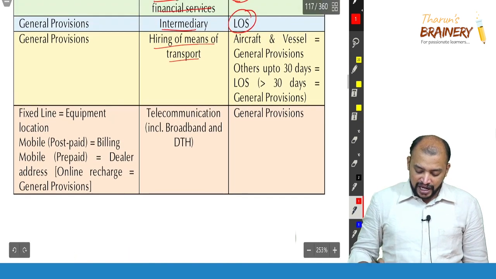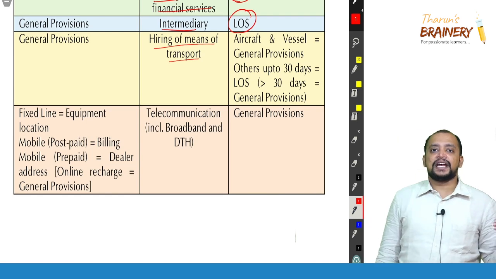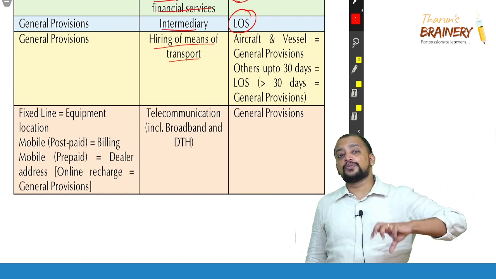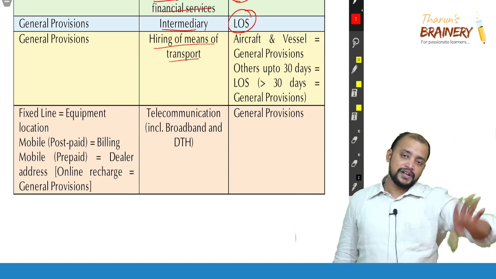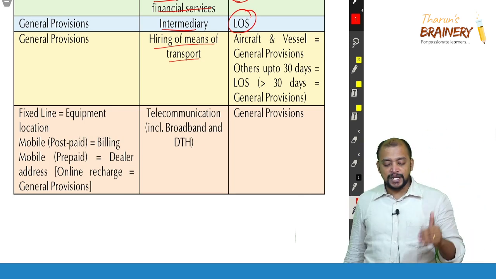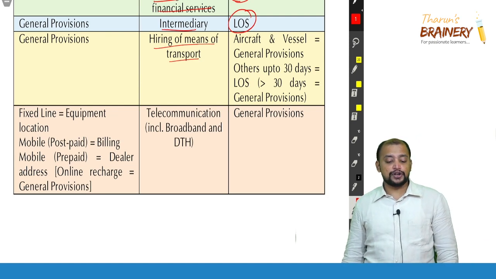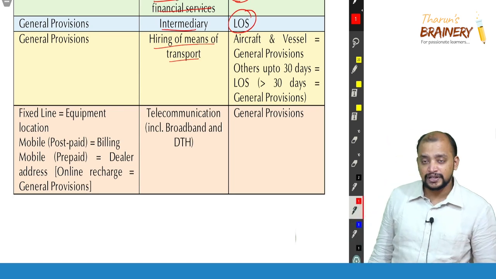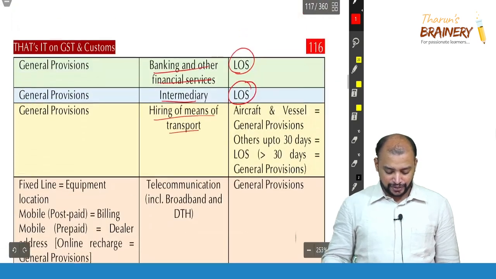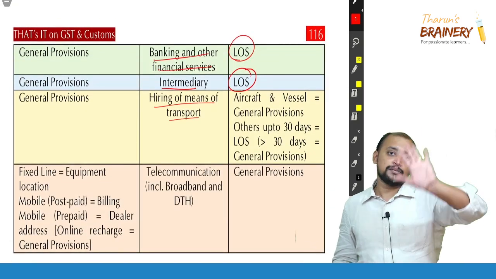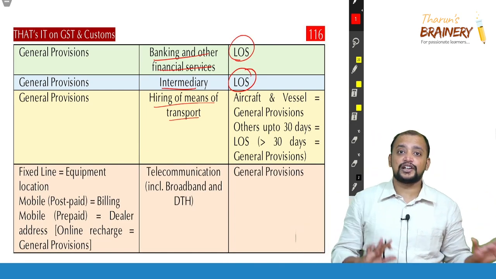Then telecommunication, including broadband and DTH: if it is fixed line, the location where the equipment is installed. If it is mobile postpaid, billing address, always billing address. If it is mobile prepaid, dealer address will be taken as the place of supply. If it is online recharge, general provisions. If it is section 13, we don't have any specific provision, so general provisions only. So this is the summary of place of supply. Whatever is there, that only I read it.